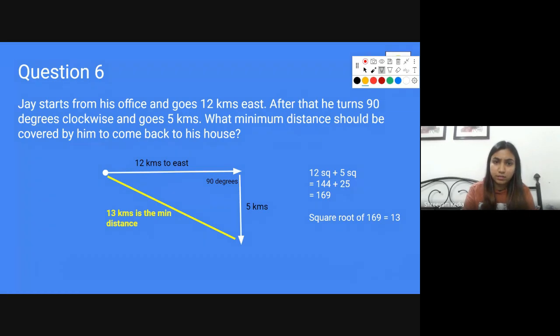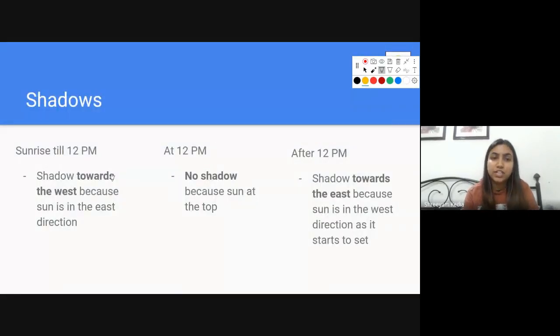Now I'll cover one more thing, which is shadows. You may not get this generally with questions, but you might still get a question which talks about this. What you need to keep in mind is that the sun rises from the east, right? And the sun keeps ascending till 12 p.m. Because it is rising in the east, the shadow will be towards the west. At 12 p.m., the sun is at the top, so there's no shadow. And after 12, because the sun starts to descend, and it's setting towards the west, the shadow comes towards the east. Straightforward. Does anyone have any doubts with this? Is this clear for everyone? Yes, ma'am. Yeah, clear? Okay.